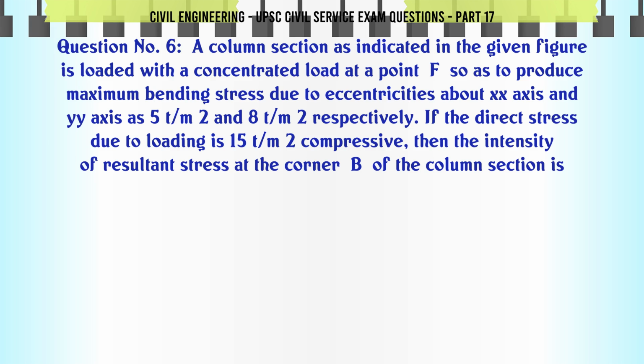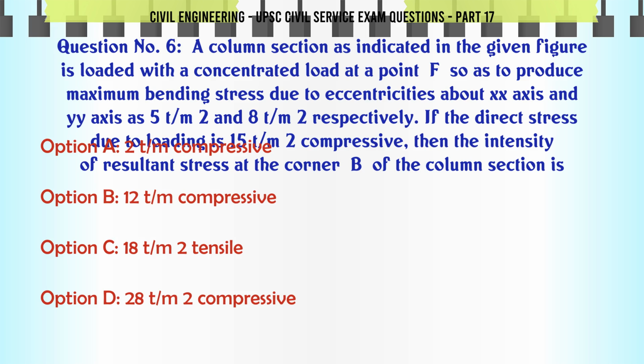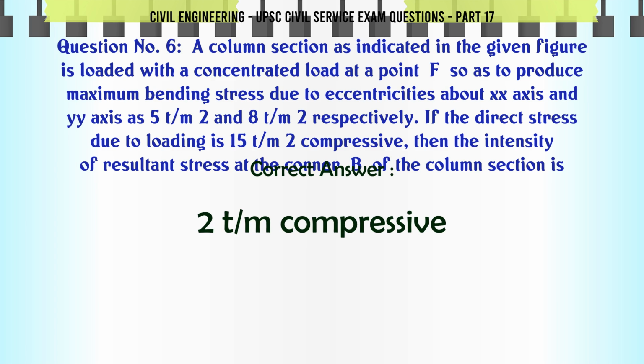A column section as indicated in the given figure is loaded with a concentrated load at a point F so as to produce maximum bending stress due to eccentricities about X axis and Y axis as 5 t/m² and 8 t/m² respectively. If the direct stress due to loading is 15 t/m² compressive, then the intensity of resultant stress at the corner B of the column section is A. 2 t/m² compressive, B. 12 t/m² compressive, C. 18 t/m² tensile, D. 28 t/m² compressive. The correct answer is 2 t/m² compressive.